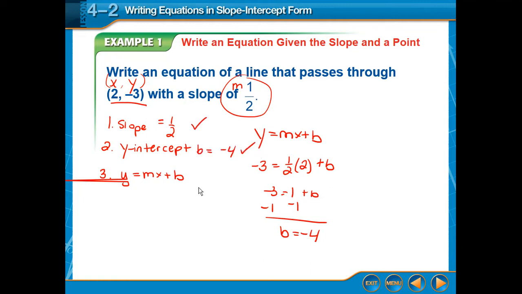So step 3 is just to take those two things and put them into the equation. I'm no longer using this point. Don't mix it up. So we're just using the slope and the intercept for part 3. I'm leaving y as y. I'm not putting in any value for y. I'm putting in 1/2 for m, and I'm leaving x as x. So it's going to be 1/2 x plus b, so plus a -4 is the same thing as minus 4. And that is going to be the equation of my line in slope-intercept form, given the point and the slope.